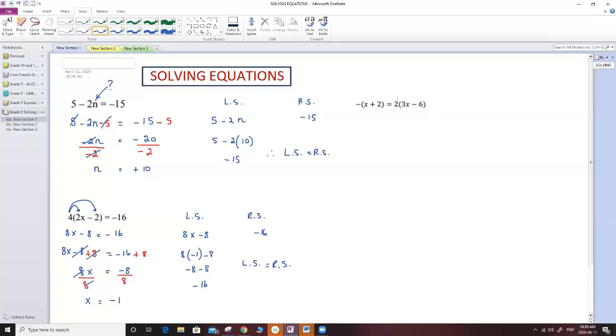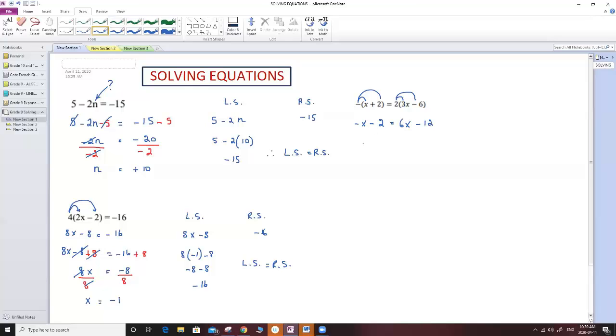Another one, again, I will need to use a distributive property in the left and right side. So here it's going to be negative x, because negative 1 times x equal negative x. Negative 1 and positive 2, if I multiply, it can give me negative 2 equal. 2 times 3x equals 6x. 2 times negative 6, it can give me negative 12.